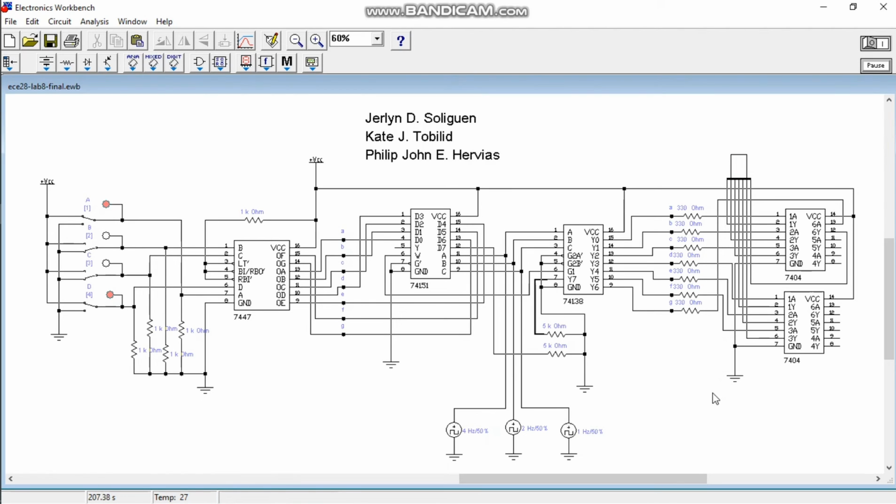So in this activity, I was able to learn the pin configurations of common TTL multiplexers and demultiplexers. In multiplexers, we have 74151 and 74150, while in the demultiplexers, we have 74138 and 74159.